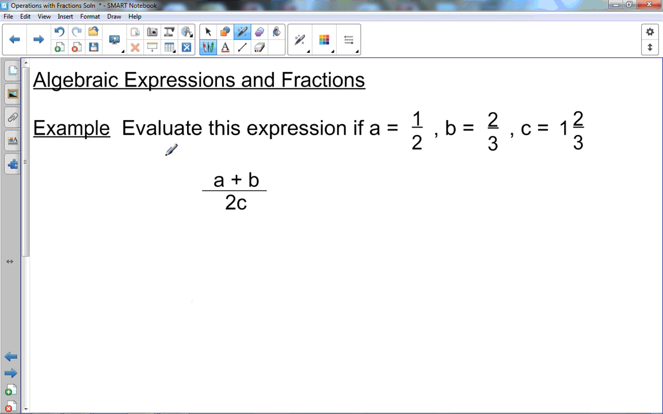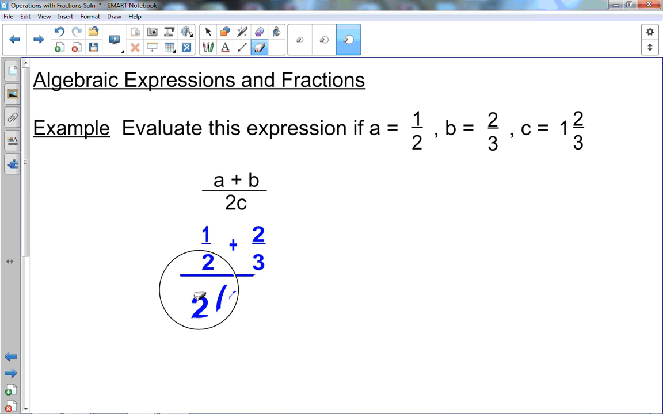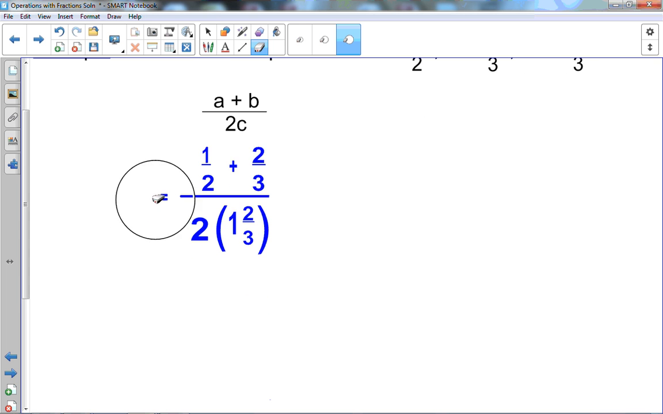Another kind of question you could face is algebra, where you're subbing in with fractions. In this case, if a is 1/2, b is 2/3, c is 1 2/3, what happens if you take a plus b and divide it by 2 times c? Well, we've subbed in the values for the given variables. In this case, a plus b is just 1/2 plus 2/3, all divided by 2 times c, which in this case is 2 times 1 2/3.